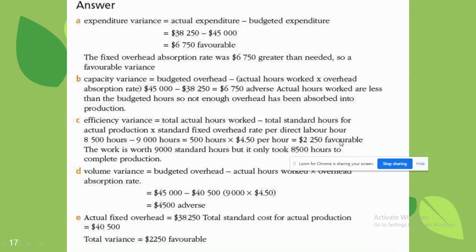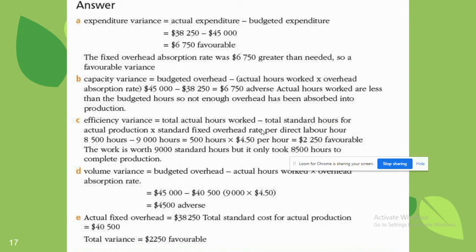The work is worth 9,000 standard hours, but it only took 8,500 hours to complete production. So it is favorable. We spent less than required hours. So the other hours that are spared can be used for other things, can be a buffer for other things to be done.